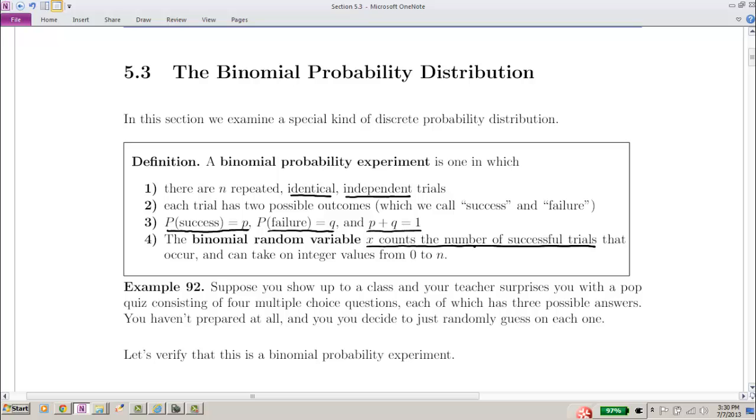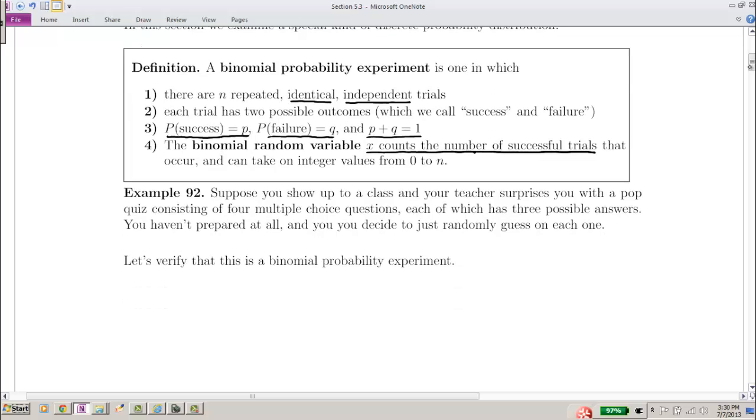In example 92, we're going to look at a scenario where we could envision what a binomial probability experiment might look like. So you're going to show up to a class, and perhaps your teacher surprises you with a pop quiz. And you've got 4 multiple choice questions, each of which has 3 possible answers. So they're basically identical situations. In each of these 4 questions, these 4 trials, you're going to pick 1 out of 3 answers.